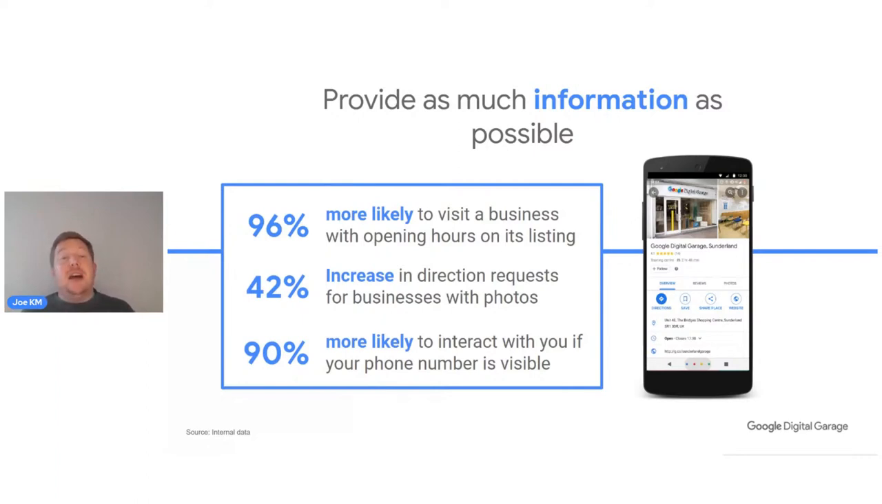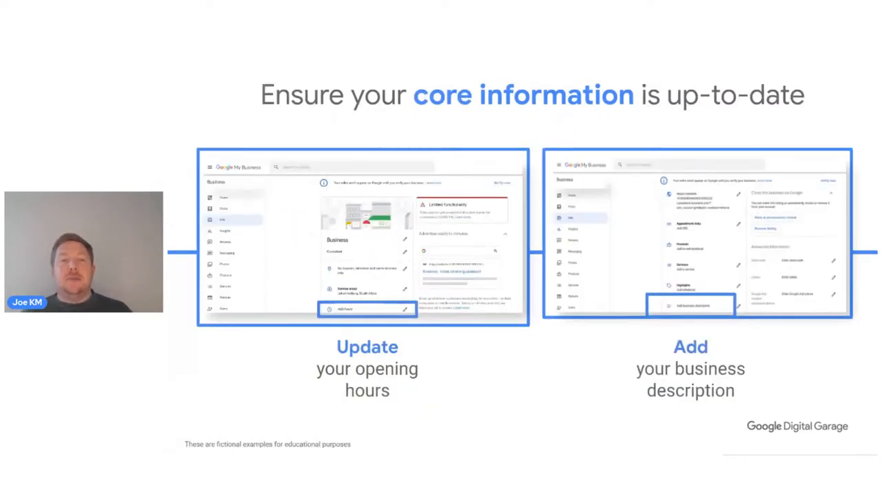So spend this time doing this. I'm not just saying this. These are facts. These are figures. These are internal data sources that are showing the reasons why we're asking you to fill in these listings. So ensure the core information is up to date. So updating your hours, like I mentioned before, just keep it up to date for bank holidays. Add a business description. This is not often as simple as you could think it.